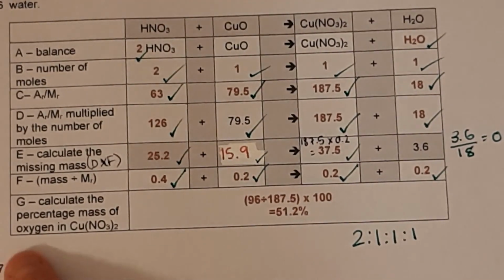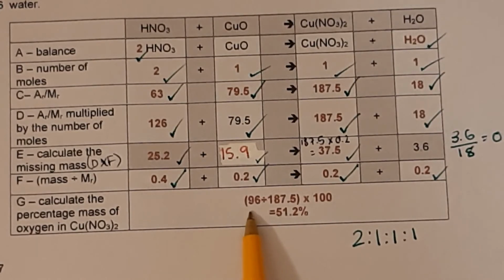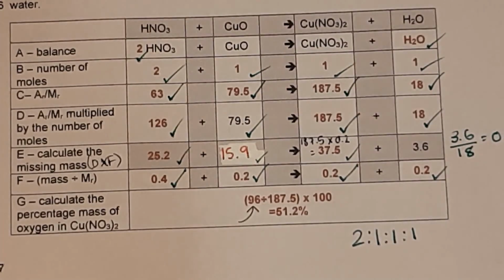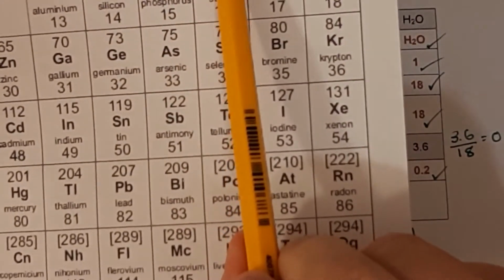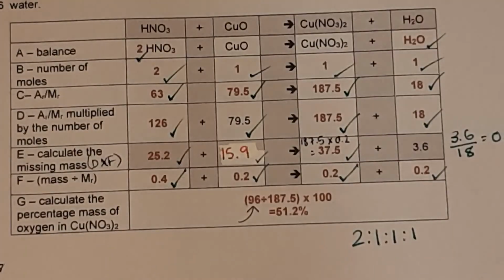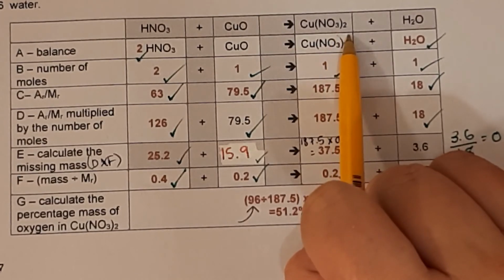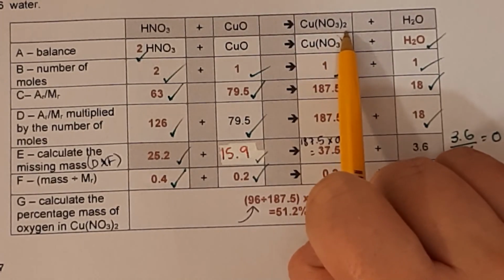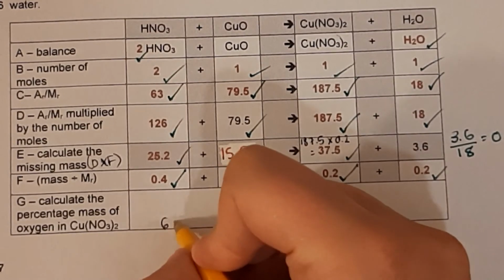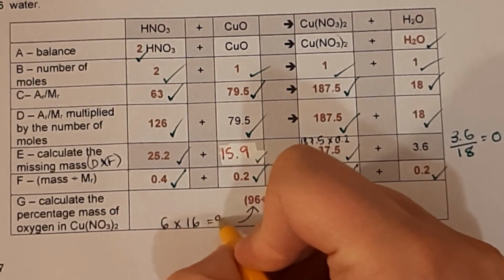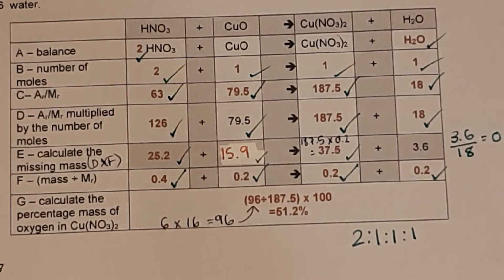So lastly, calculate the percentage mass of oxygen in the copper sulfate. So oxygen has a relative atomic mass of 96, because obviously oxygen doesn't actually have a relative atomic mass of 96, it's got 16. Okay, but there are 3 oxygens inside the bracket multiplied by the outer 2, so 3 by 2 is 6, so 6 lots of 16 equals 96. Okay, and so that's where this number has come from for the mass of oxygen.